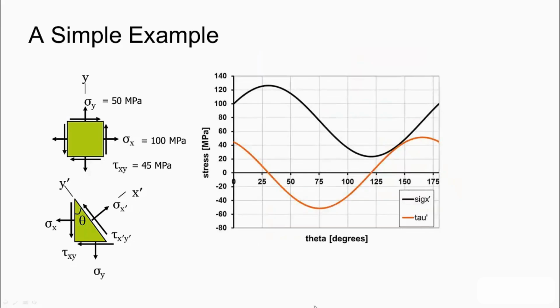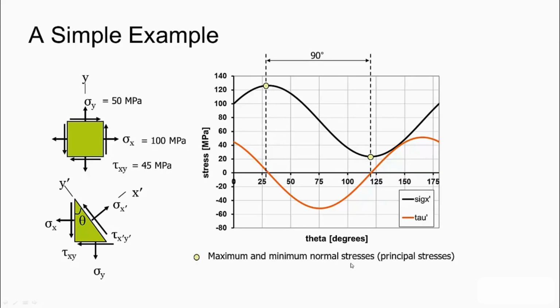If we plot these two functions out, we see that we get a sinusoidal distribution for the normal stress and a sinusoidal distribution for the shear stress. Now there's some interesting properties of these two sinusoidal functions. We can see that the normal stress has a local maximum and minimum value, and we call these the principal stresses, and they are the maximum and minimum normal stresses predicted by the stress transformation equations. Now there's some interesting properties of the principal stresses that we see here that are true for all cases. First, they are out of phase with each other by 90 degrees.